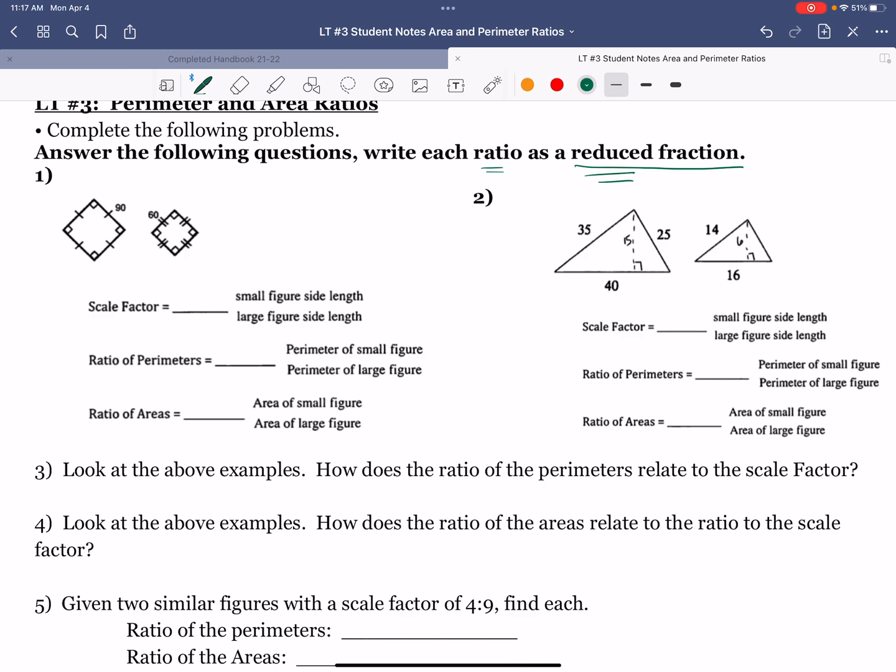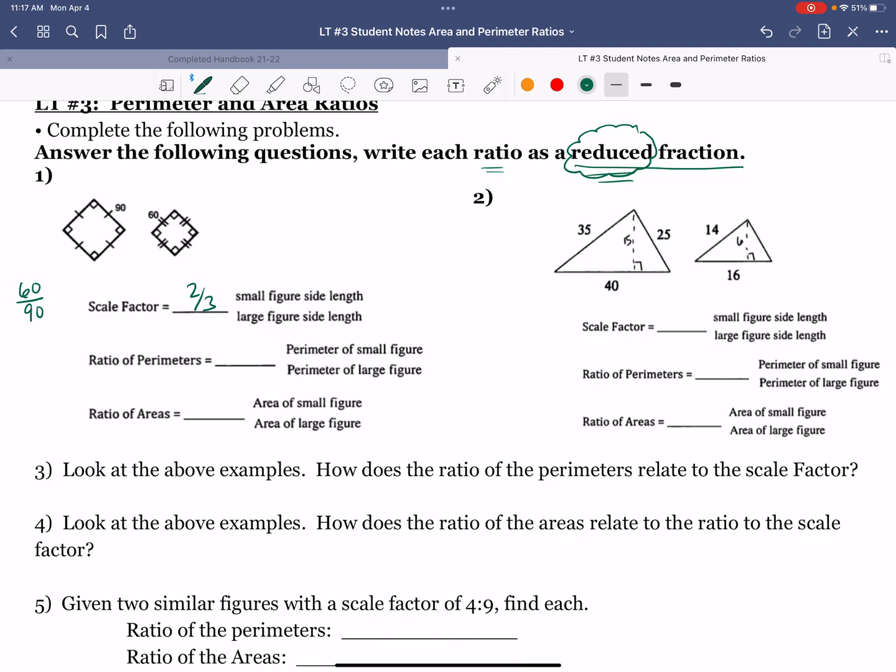So if I did small to large, it'd be 60 over 90. But what does that reduce to? Because I want to make sure you've reduced the fraction, and that is 2/3. So pause the movie, try completing all of these for question numbers 1 and 2, and then press play when you are finished.